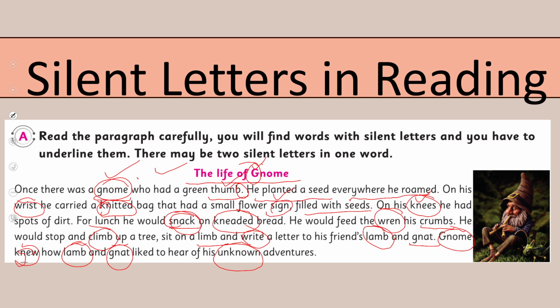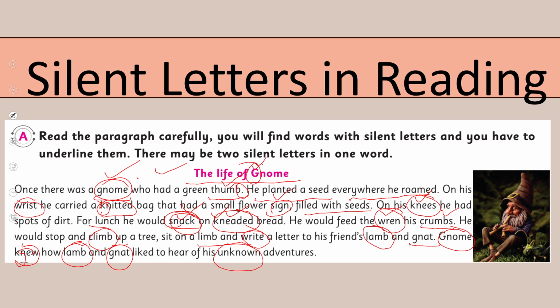Now, tell me, does it contain any silent letter? Are we skipping any letter? No, we are not. It means this is not a word containing a silent letter. Needed. Does this have a silent letter? Yes, K is silent. Wren, W is silent.